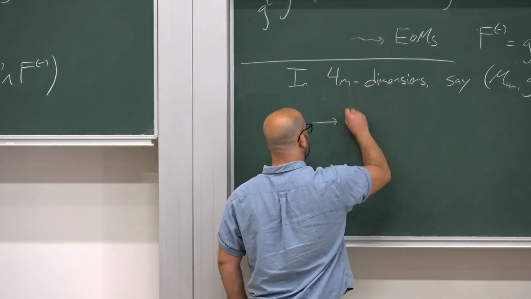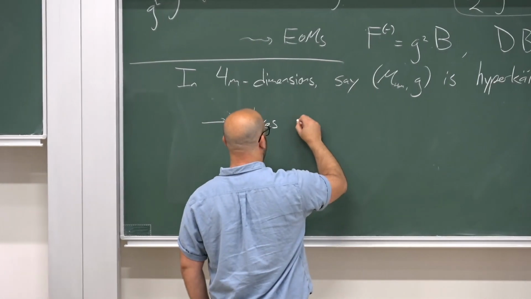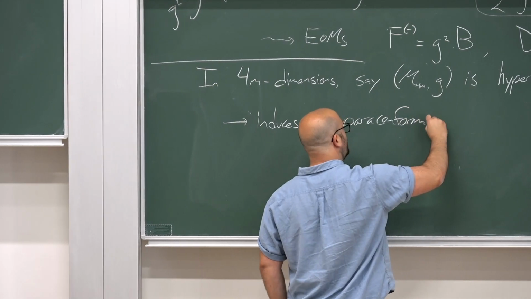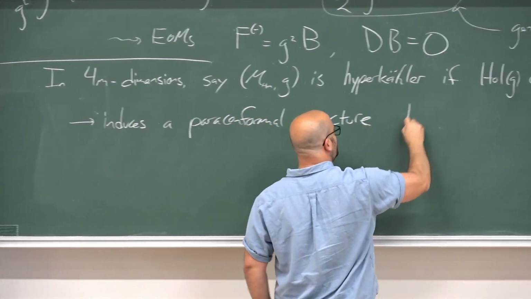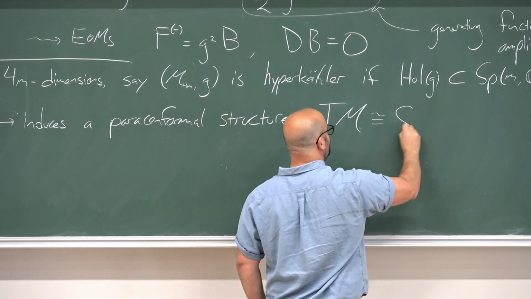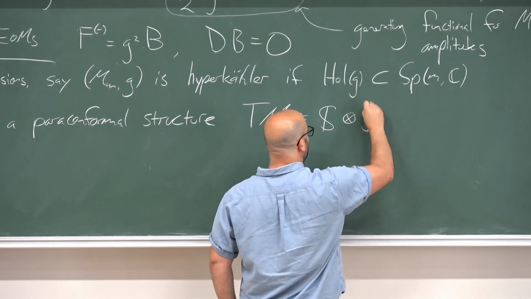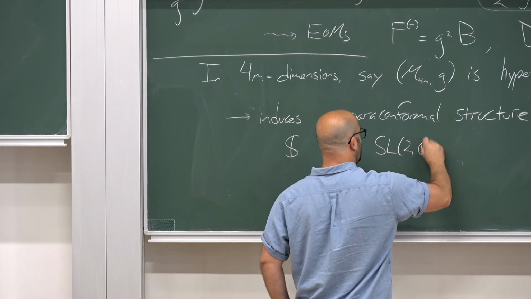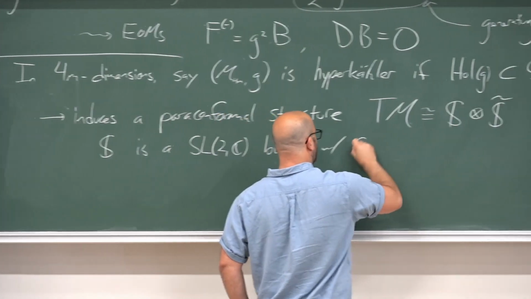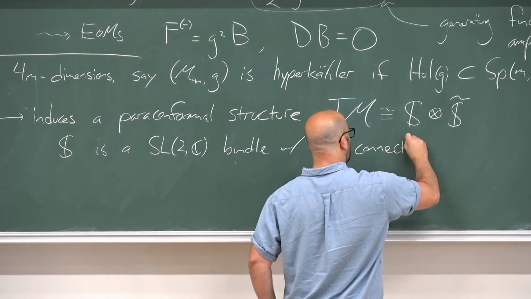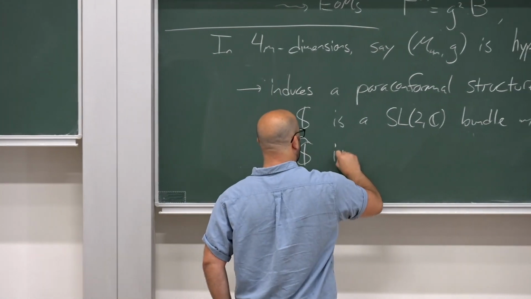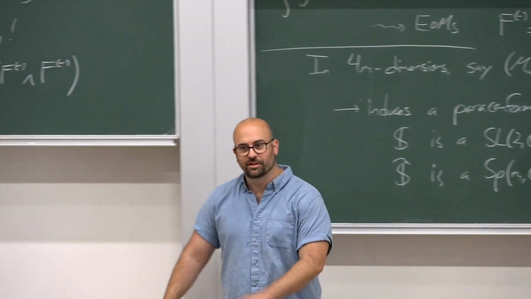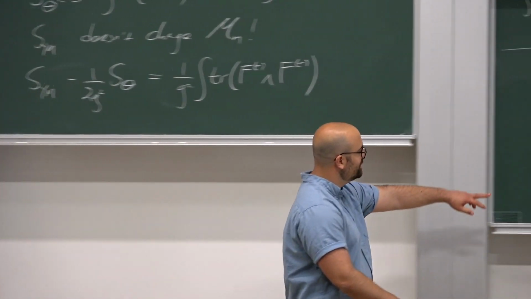This induces what's called a paraconformal structure, or at least what I understand to be called a paraconformal structure. Which is just saying that the tangent bundle of my manifold can be split into the tensor product of two subbundles, S and S twiddle. S is an SL2 bundle with flat connection, and S twiddle is an Sp(m) bundle with, in general, not flat connections. So that's where the interesting part of the curvature of the Parke-Taylor manifold is living, in the curvature of this S twiddle.